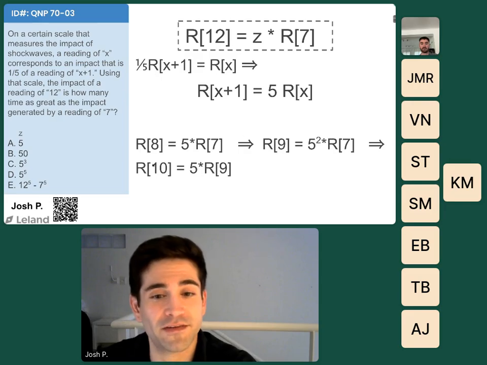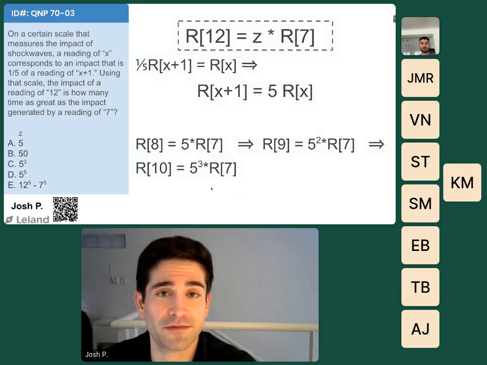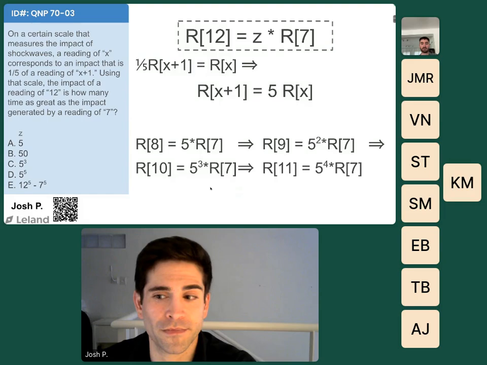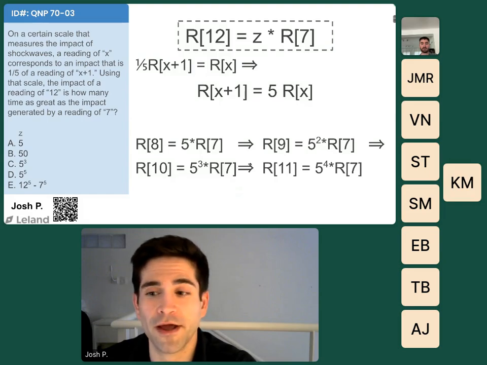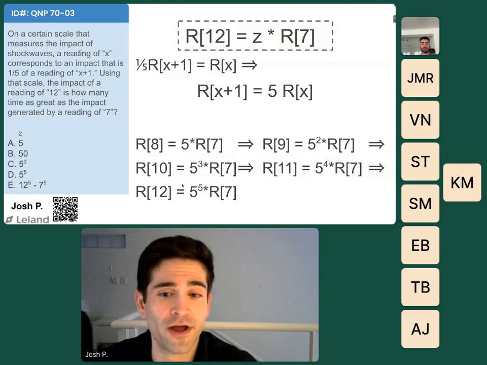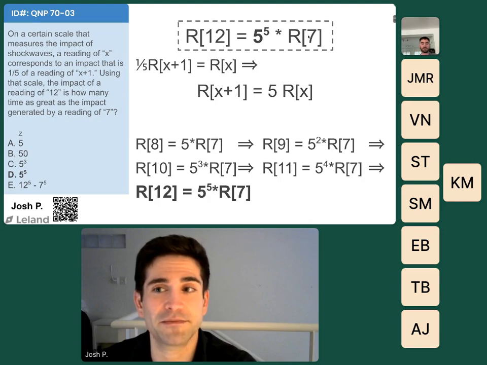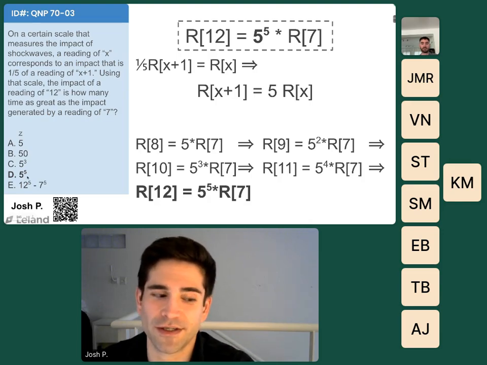And therefore, given the fact that a reading of 10 is 5 times greater than a reading of 9, we know that a reading of 10 must be 5 cubed times a reading of 7. Likewise, a reading of 11 must be equal to 5 to the 4th times a reading of 7. And therefore, a reading of 12 must be 5 to the 5 times a reading of 7. So essentially, reading of 12 is once again 5 to the 5 times a reading of 7, and that is our answer. Answer choice D.